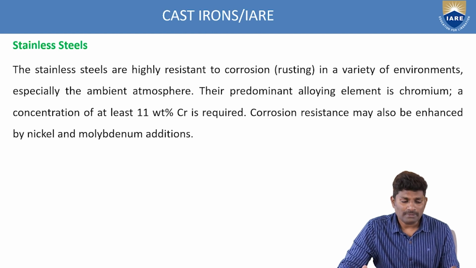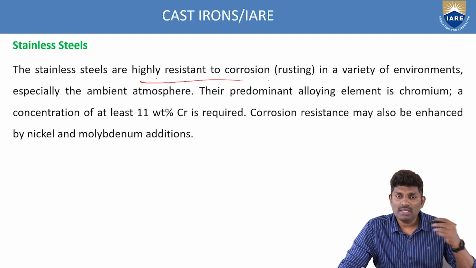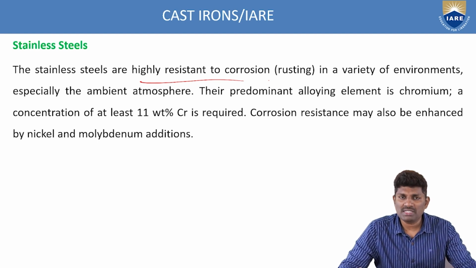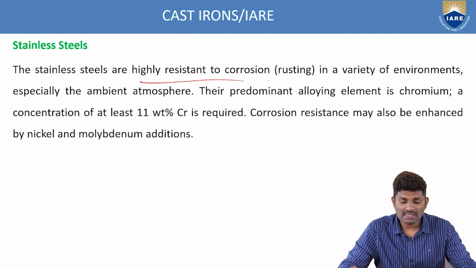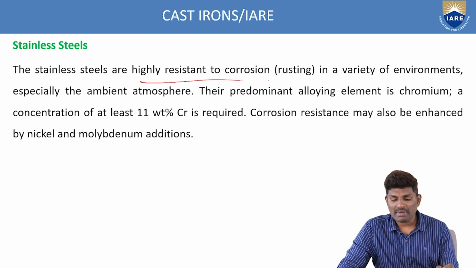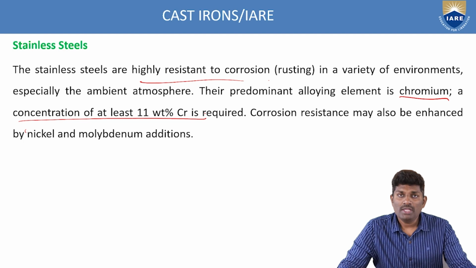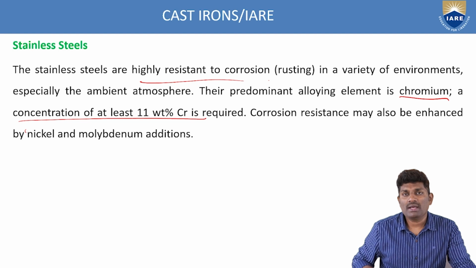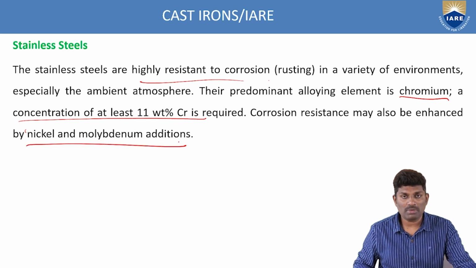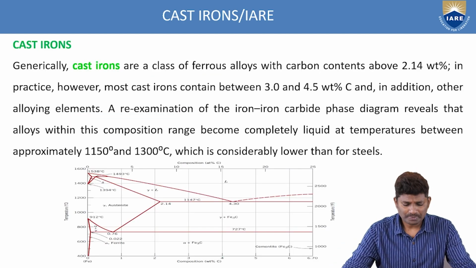So coming to the stainless steel, it has high corrosion resistance. Any material exposed to different climatic conditions will directly go to rust formation. So in order to resist corrosion, we are using these stainless steels, and the predominant alloying element in stainless steel is chromium. A concentration of 11 weight percentage of chromium is required in order to give corrosion resistance to the material. And you can also enhance the corrosion resistance by adding nickel and molybdenum, but the major constituent in stainless steel is chromium.